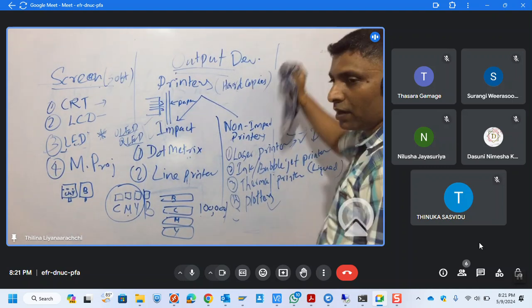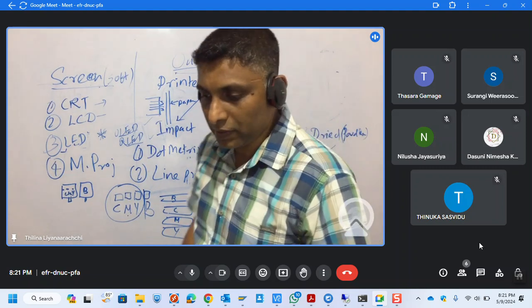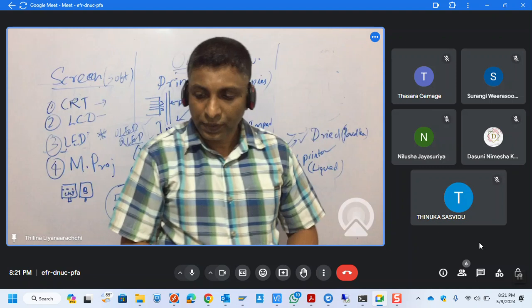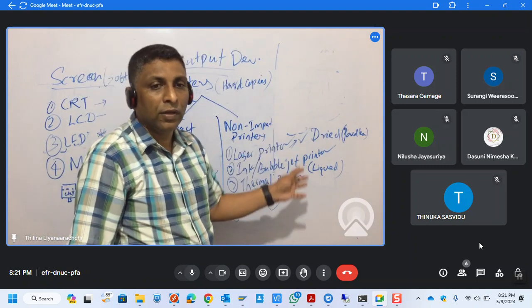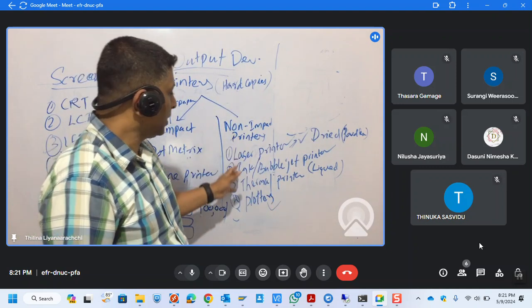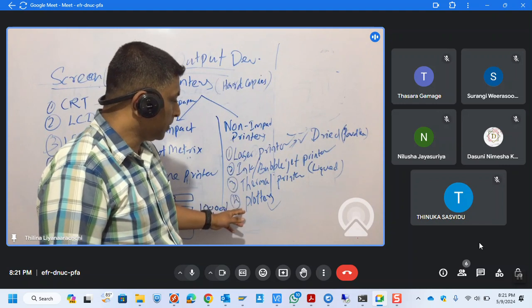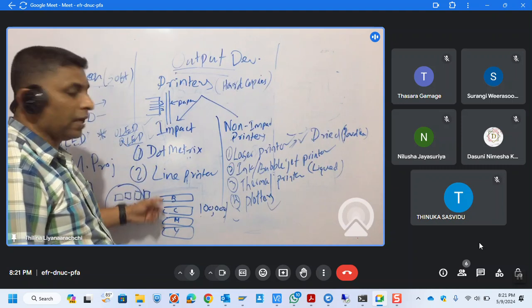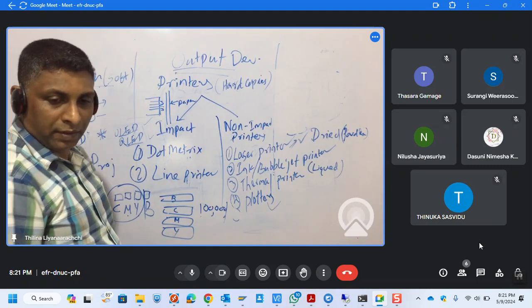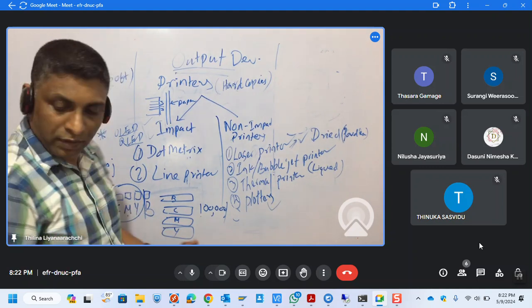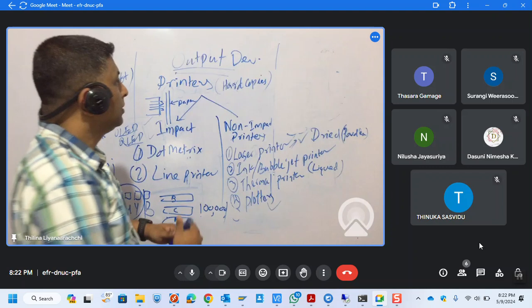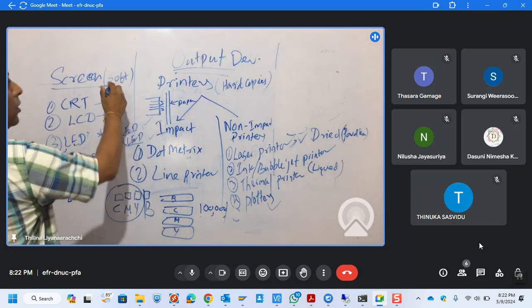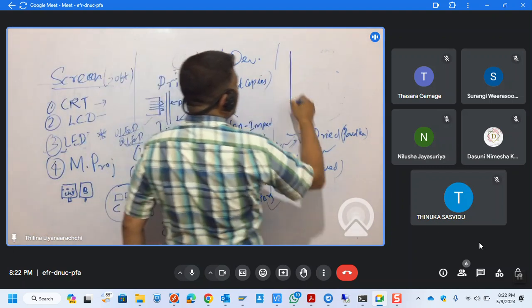Let's look at these examples one by one. I think we won't be able to finish that today, right? Plotter, right? So basically you got 4 types now: laser printer, ink bubble jet, thermal printer, and plotter. So here are the dot matrix and the line printers. And the final one: input, screen, soft copy, hard copy, and the sound output.